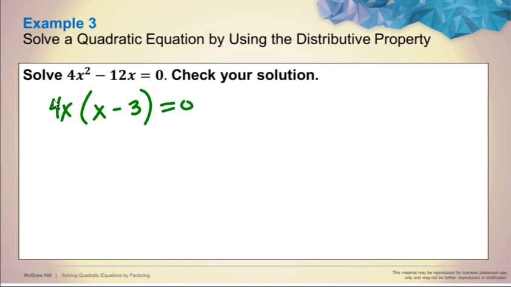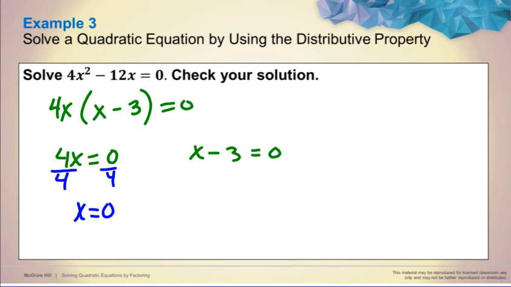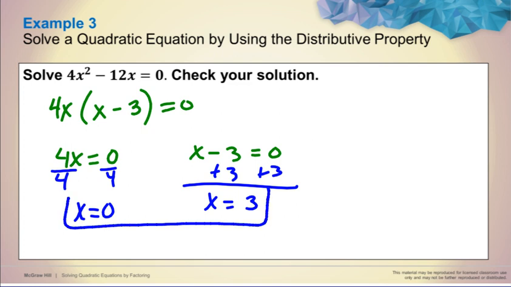Once you have factored out completely, you make each factor equal to 0. And then you solve for x. So the opposite of multiplying by 4 is divide by 4. And I'm left with x equaling 0. Over here, I add 3 to both sides, and I get x equaling a positive 3. So my solutions would be x equaling 0 and x equaling 3.